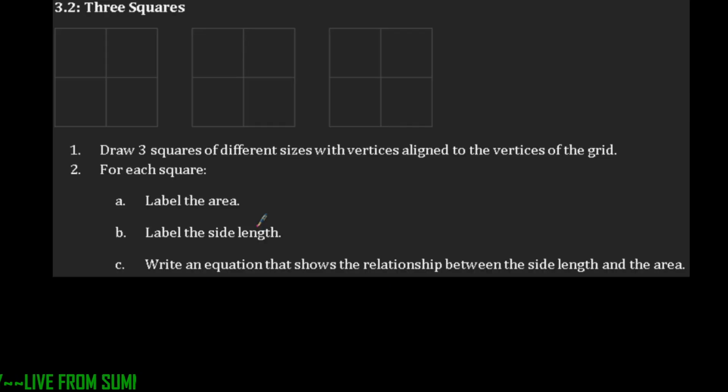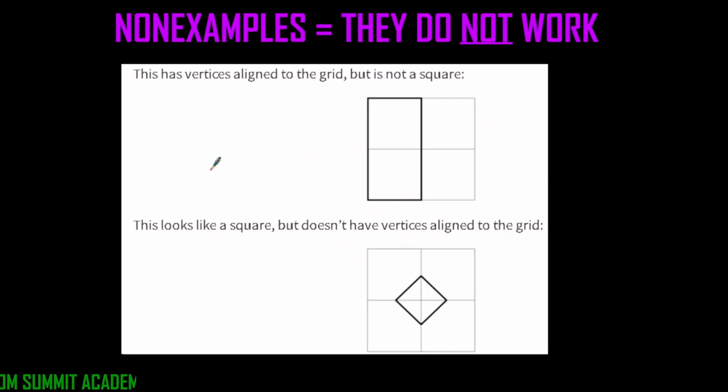All right, in the second part, it says draw 3 squares of different sizes with vertices aligned to the vertices of the grid. When I say vertices, I'm just talking about more than one vertex. It says for each square, label the area, label the side length, and write an equation that shows the relationship between the side length and the area. A couple things here, and I'll give you time to try this out, but first I want to show you what some non-examples look like. That means they do not work.